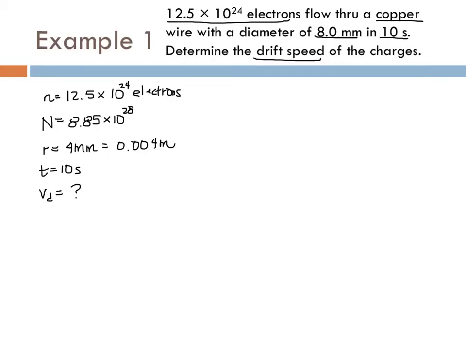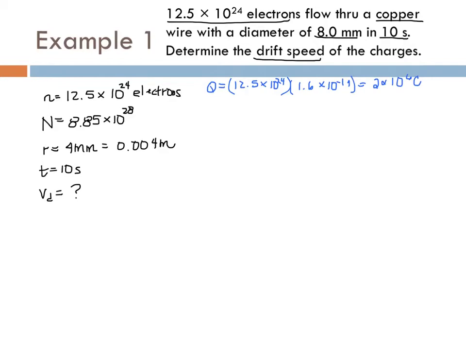Now again, for the most part, some of this information is not necessarily useful in the way that it's given to us. Again, this 12.5 times 10 to the 24 electrons needs to be converted into charge. So our total charge Q is equal to 12.5 times 10 to the 24th electrons times the charge per electron. Again, that gives us a total charge of 2 times 10 to the 6th coulombs.